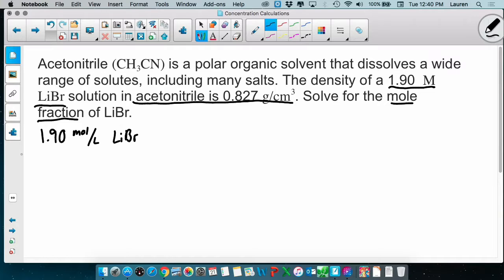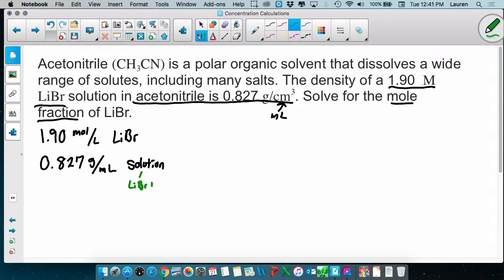And then we know that our solution has a density of 0.827 grams per 1 cubic centimeter, which is also equal to a milliliter. They're equivalent measurements, so I'm just going to use milliliters here because that'll make it easier for us later. And remember, our solution is going to be the LiBr plus the CH3CN. And we're looking for the mole fraction. Mole fraction means that we're looking for the moles of LiBr over our total moles.